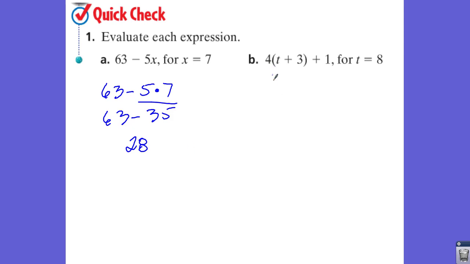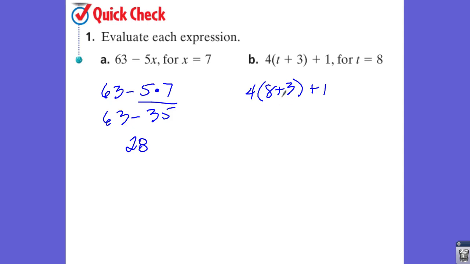Now, in a problem like this where we've got 4 and then a parenthesis t plus 3, well, what did I say the other day with this? This 4 means I'm going to get an answer to the inside, and then I'm going to multiply it by 4. Okay, so we've got 4 parenthesis, and the value of t is going to be 8. So 8 plus 3, and then plus the 1.